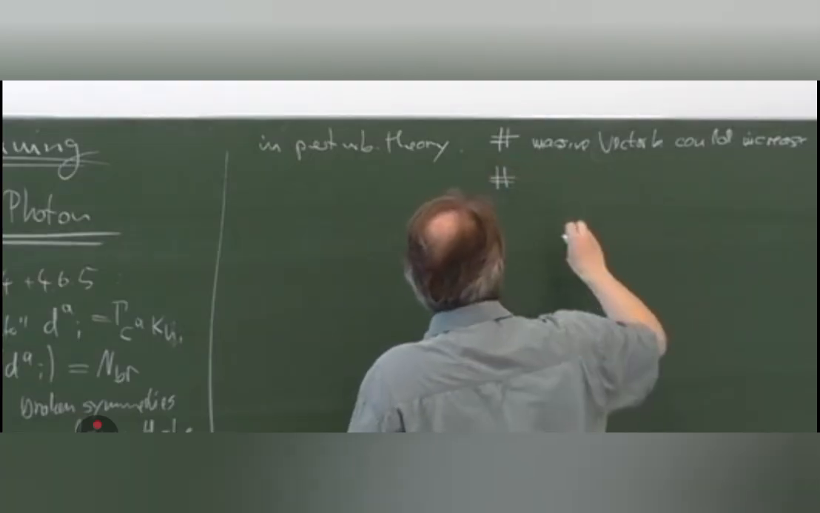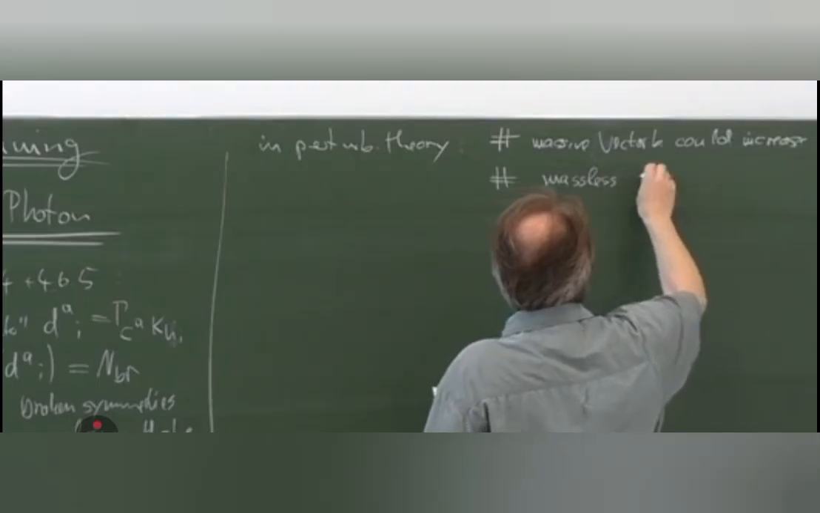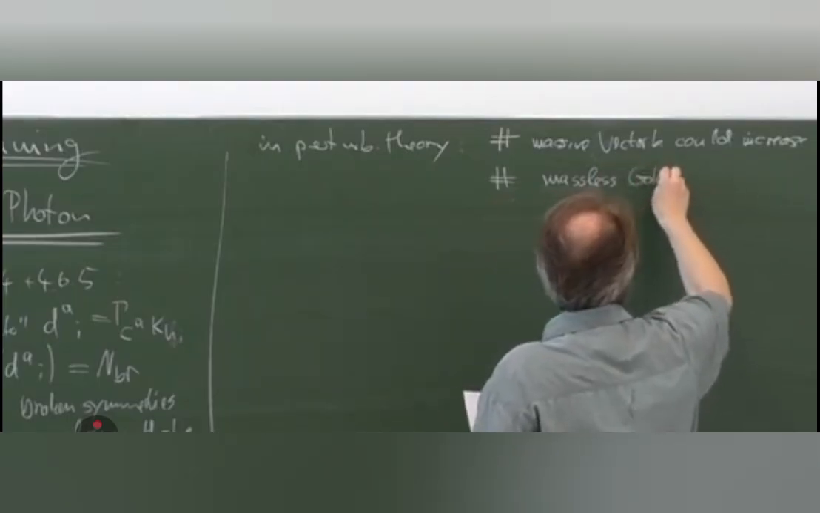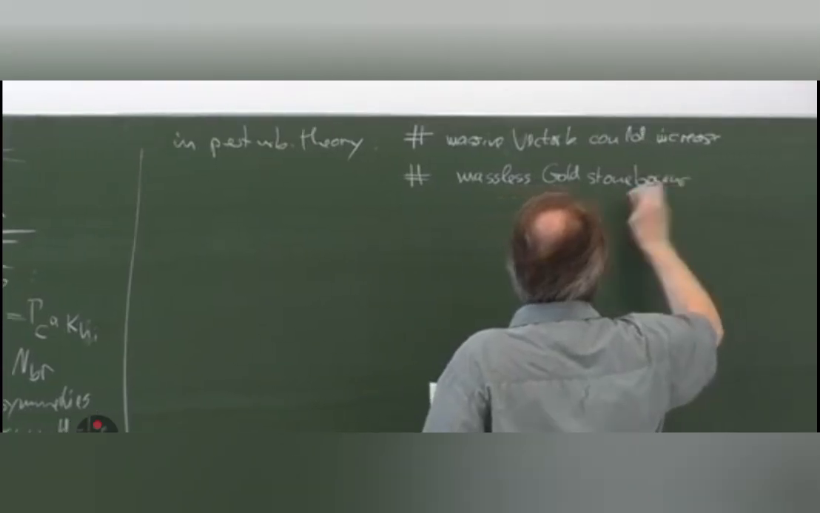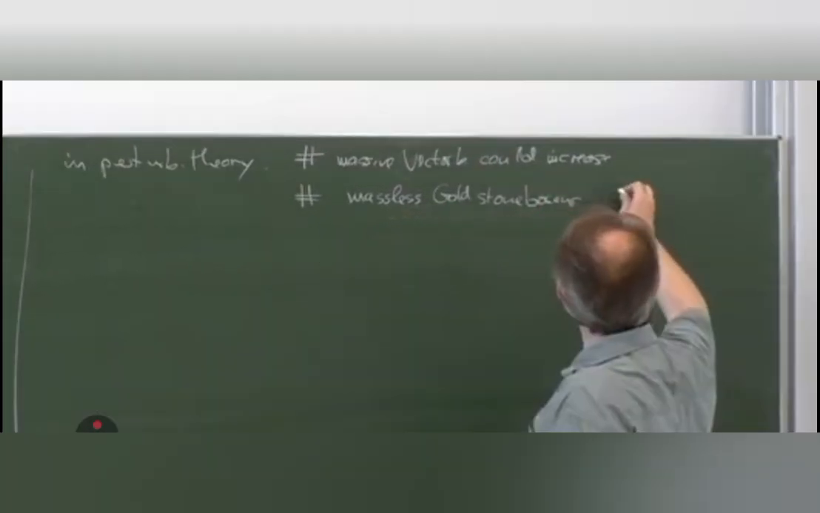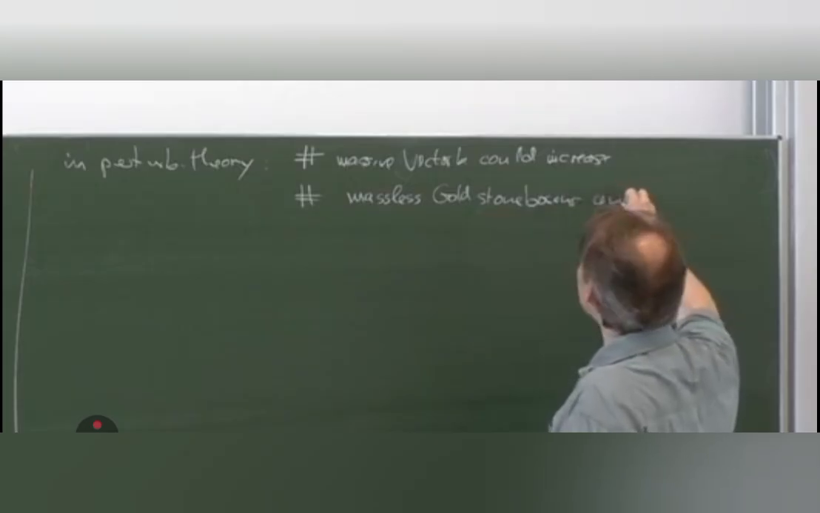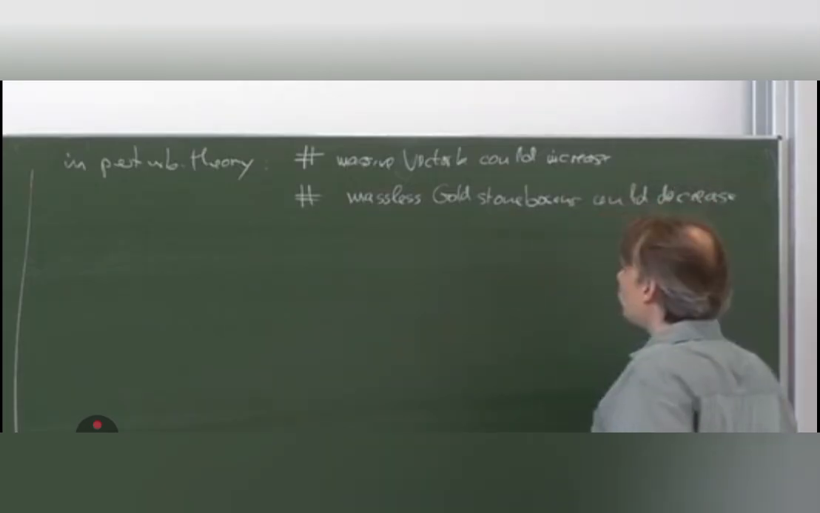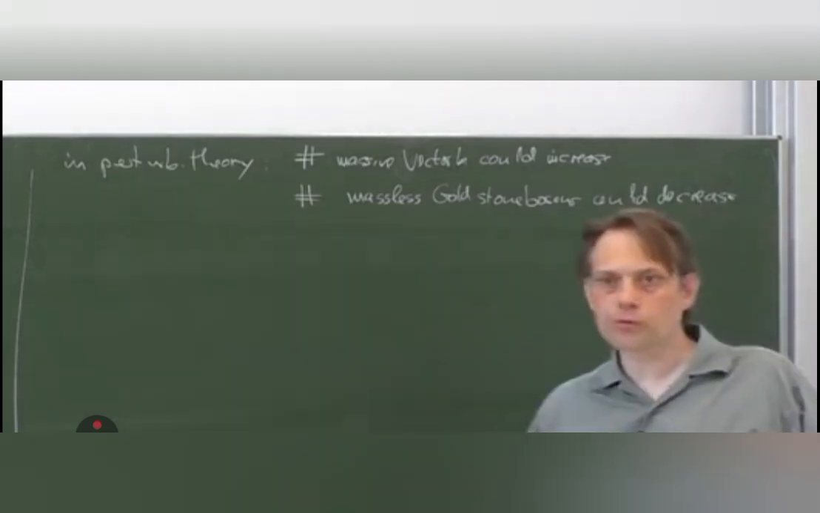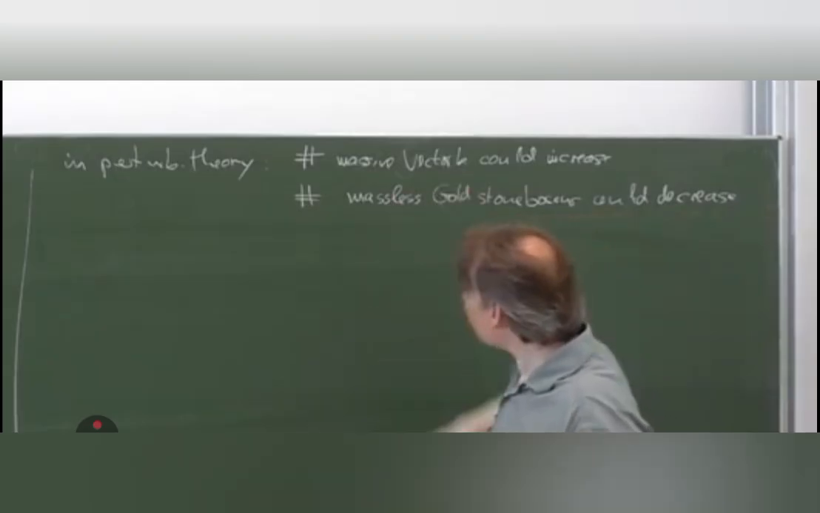And however, the number of massless Goldstone bosons could also only increase, or only decrease, or the number of massive Goldstone bosons could increase. But what does it mean? So the number of massive vector bosons could increase.